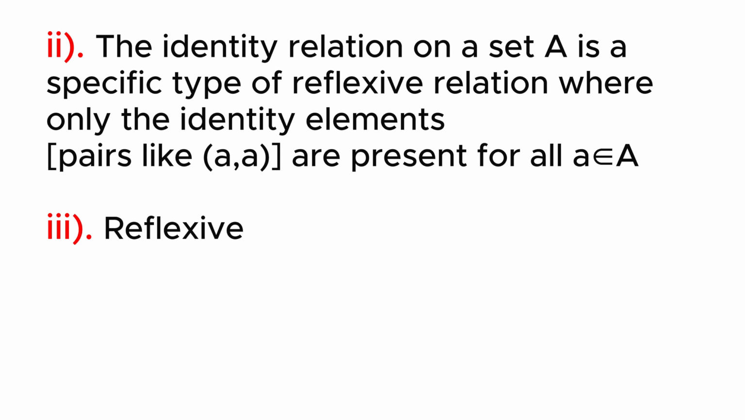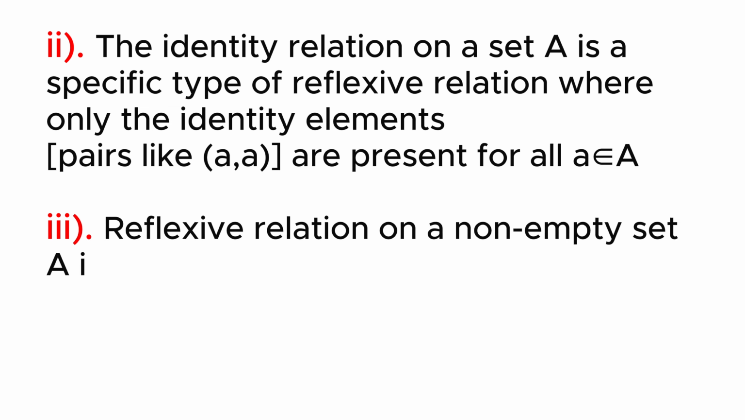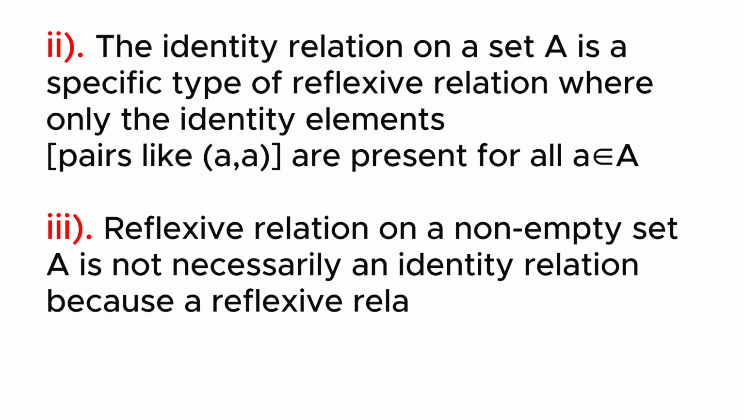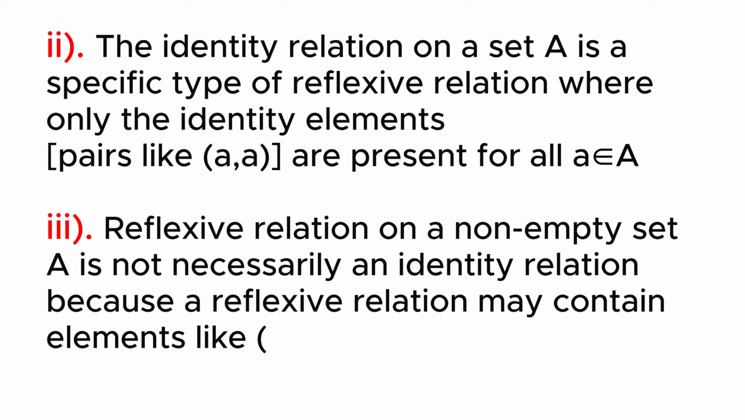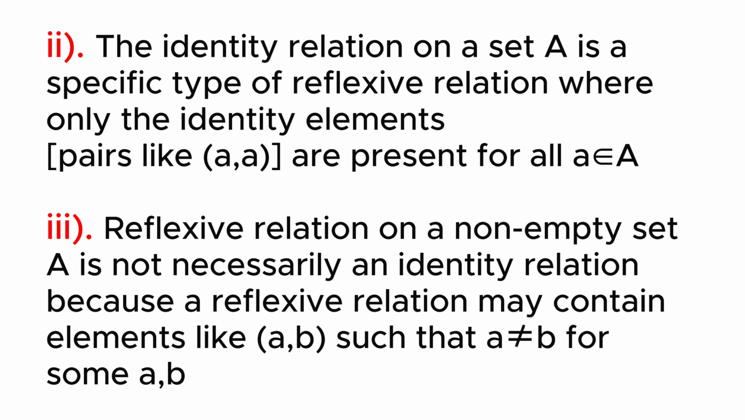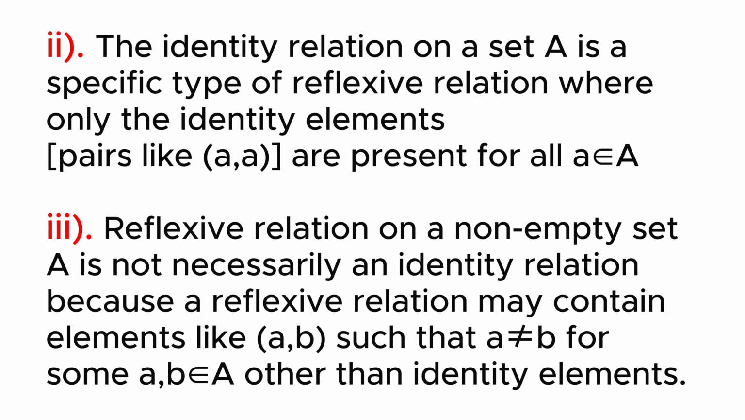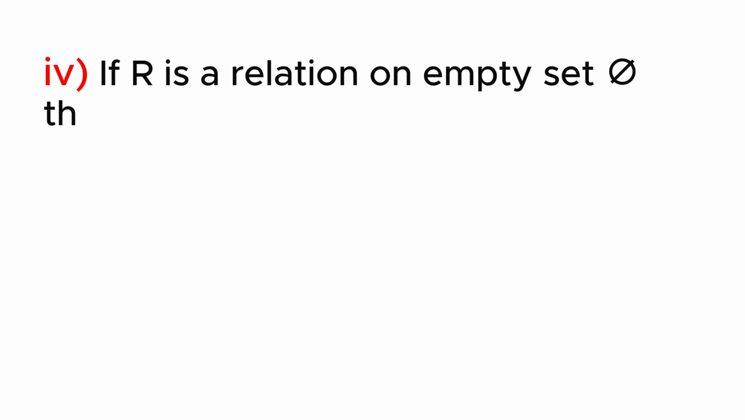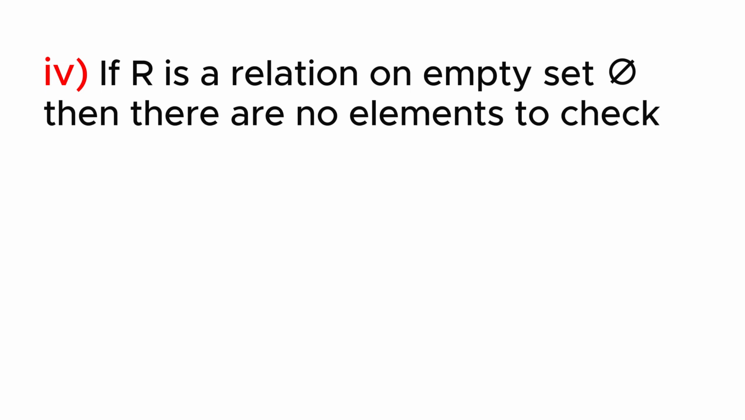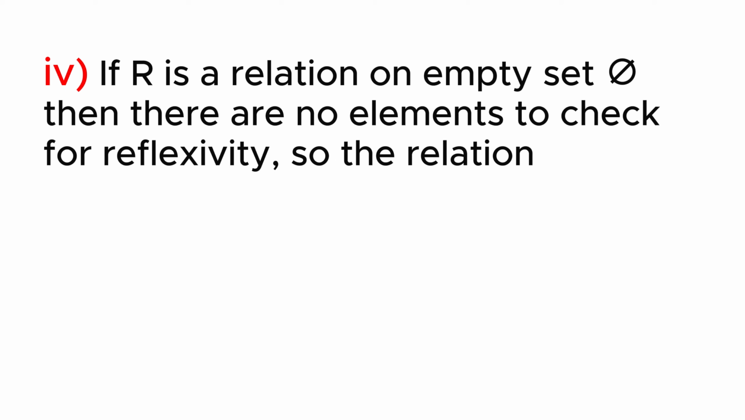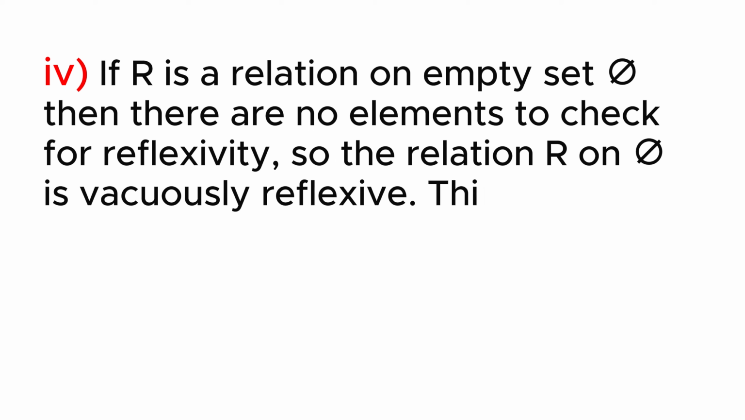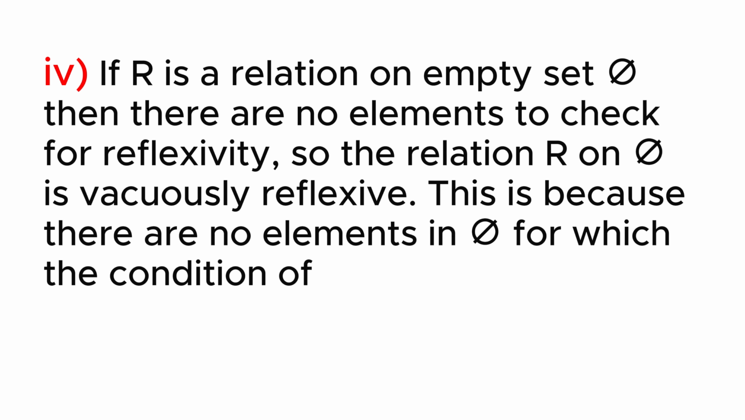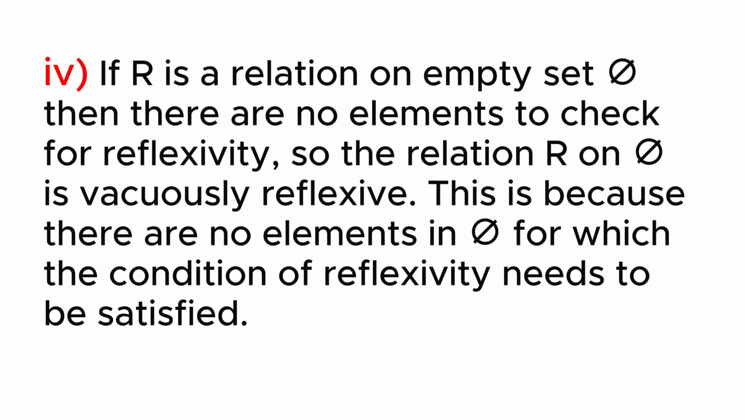Third, a reflexive relation on a non-empty set A is not necessarily an identity relation because a reflexive relation may contain elements like (a, b) such that a is not equal to b for some (a, b) belonging to A other than identity elements. Fourth, if R is a relation on the empty set phi, then there are no elements to check for reflexivity, so the relation R on an empty set phi is vacuously reflexive. This is because there are no elements in phi for which the condition of reflexivity needs to be satisfied.